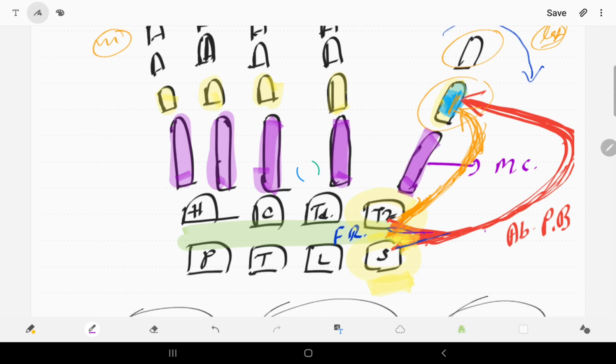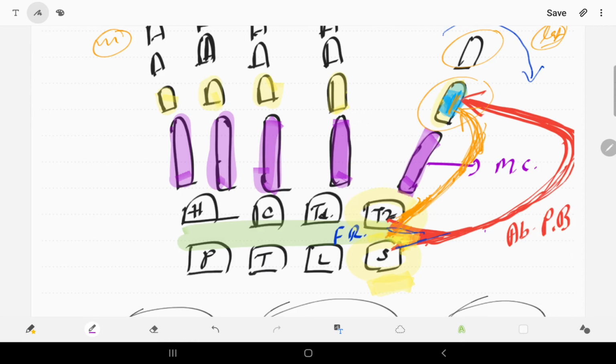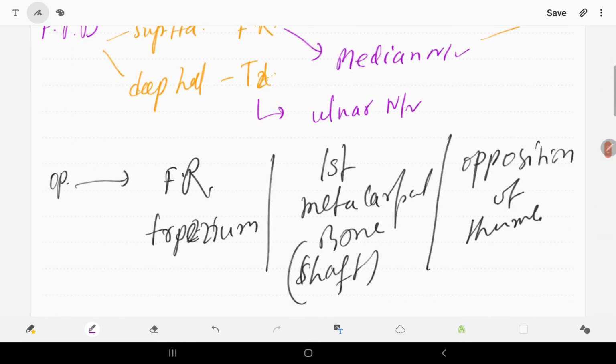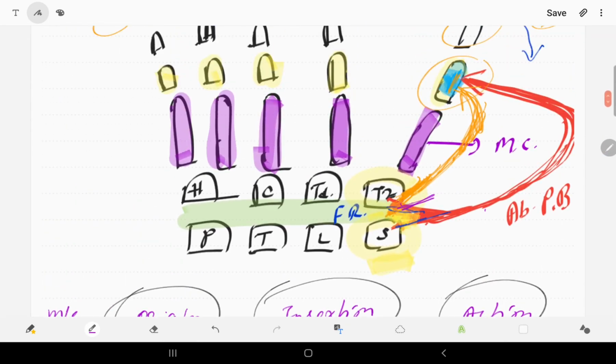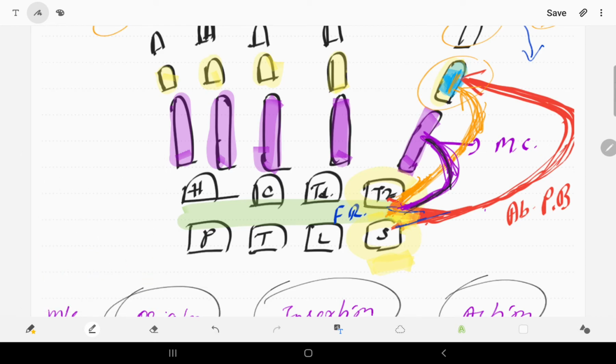Okay, the opponens pollicis is originating from where? Opponens pollicis originates from your trapezium and flexor retinaculum, and is inserted into the metacarpal bone. I am writing with black now. This is your opponens pollicis, inserted into the shaft of the metacarpal bone.